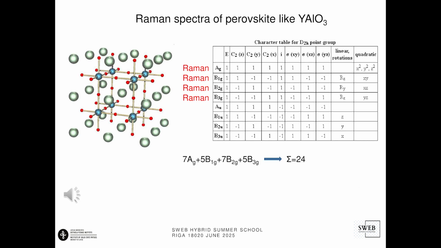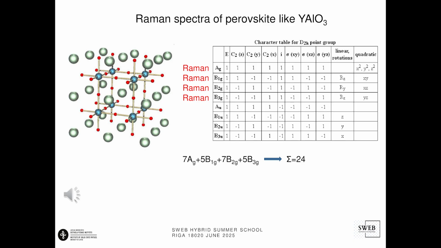We will now look at some examples of applications of Raman spectroscopy. Perovskite-like YAP crystallizes in an orthorhombically distorted perovskite structure. Crystals with ideal perovskite structure do not have Raman active vibrations. As the crystal lattice deforms, its symmetry decreases. This leads to the activation of lattice vibrations in the Raman spectra.